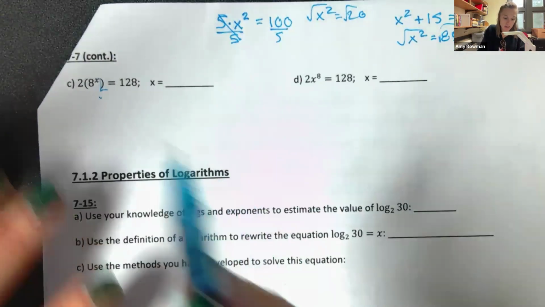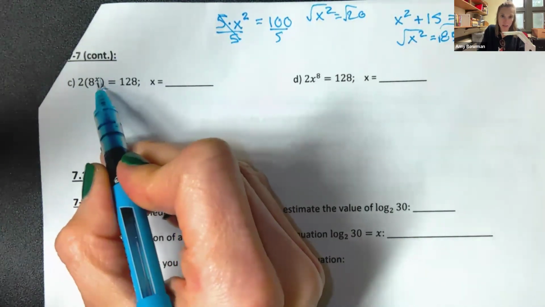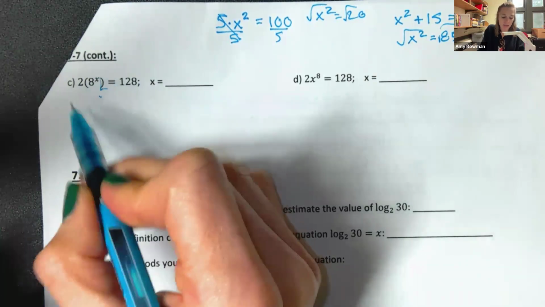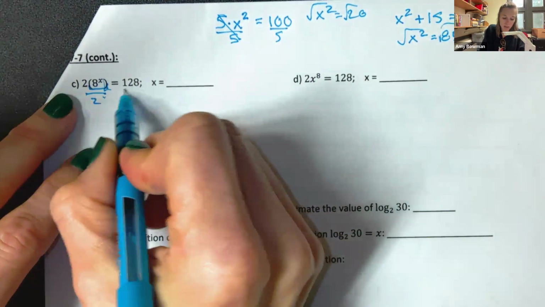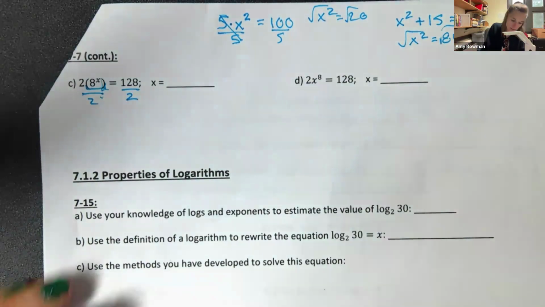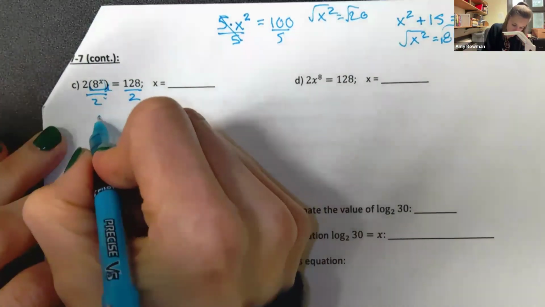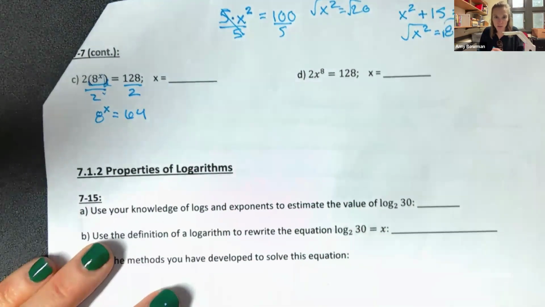So when we're solving this, we see our exponent is where the variable is, and we need to undo that, but not until this exponential piece is by itself. So first we divide both sides by 2. And then we've got 8 raised to the x equals 64. And now we can take the log of both sides.